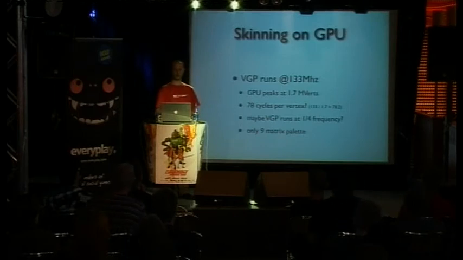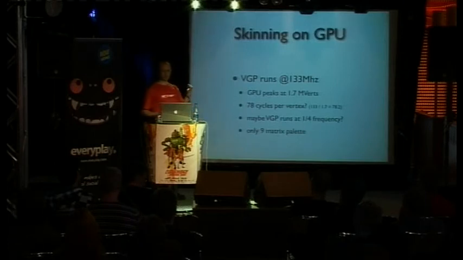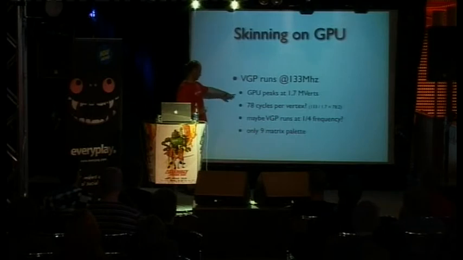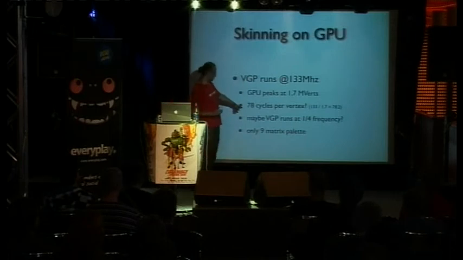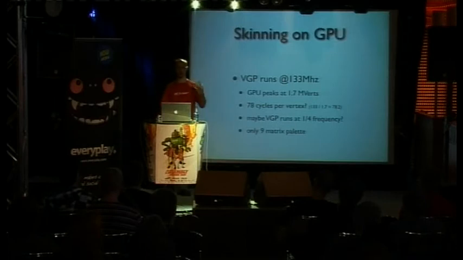And I just want to compare, in the next couple of slides, the skinning on GPU with the CPU. If you look at the VGP, as I said, it's the unit on the GPU side which does the vertex shader processing, and it runs on a lower frequency rate compared with the CPU. It runs on 133, and with small vertices, we can peak it at 1.7 million vertices per second. If we divide that, we can see how many cycles each vertex takes. And it seems like it takes around 80 cycles on the VGP to process 1 vertex, which seems to be a little bit too much.